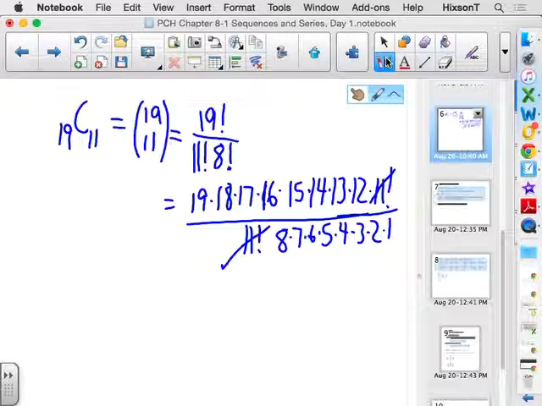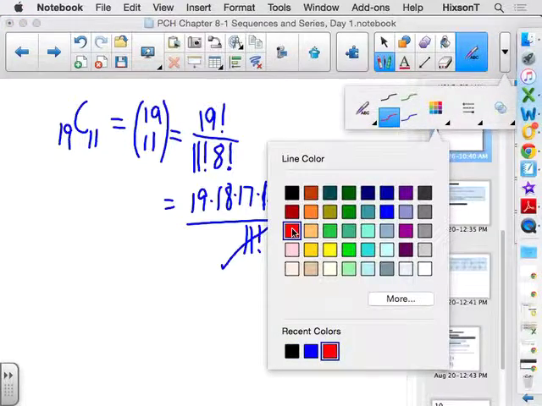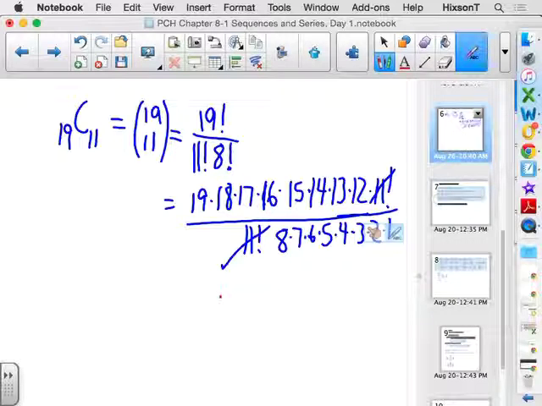The nice thing about that is we actually still can reduce a little bit more. 16 and 8, 14 and 7, 12 and 6. Let's take it one at a time here. Here's a 16. 16 is 8 times 2, so I could cancel out both of these with the 16. 15 is 5 times 3, and 6 and 3 make an 18.